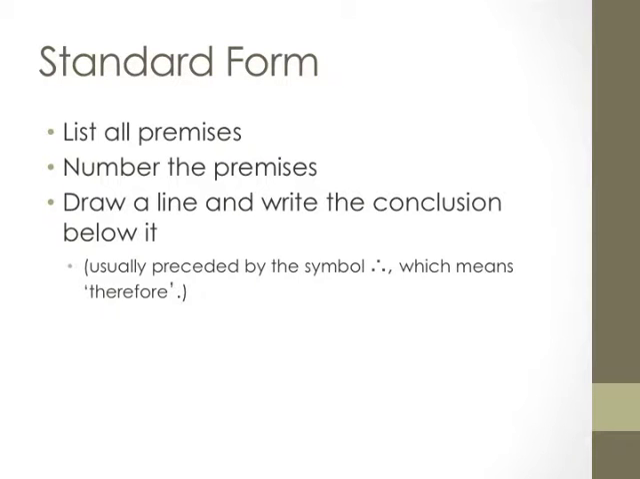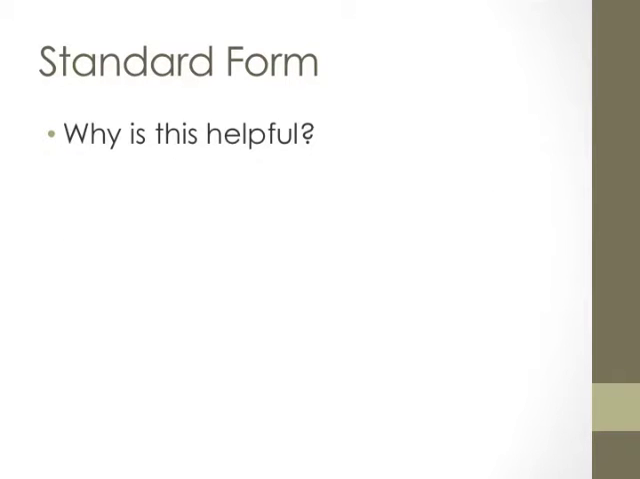Often, we precede the conclusion with this symbol, these three dots, which is an abbreviation of therefore. Why is this helpful? Well, as we also mentioned earlier, sometimes it is very useful to have an explicit and concise representation of the structure of the argument, so as to better assess the argument and the conclusion that it leads to.